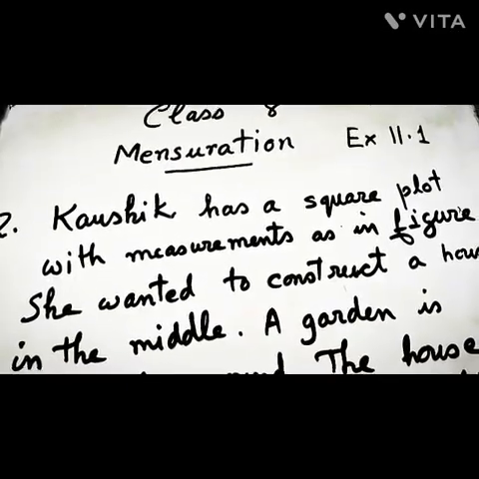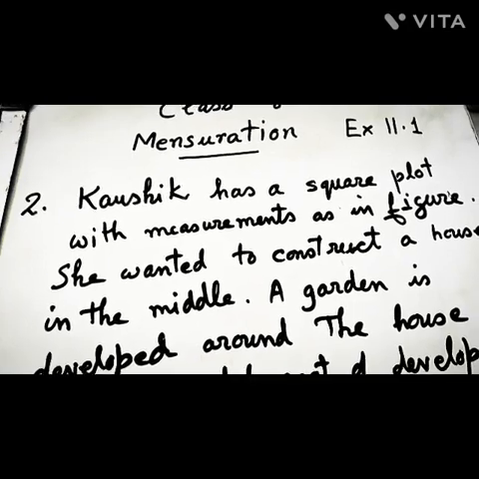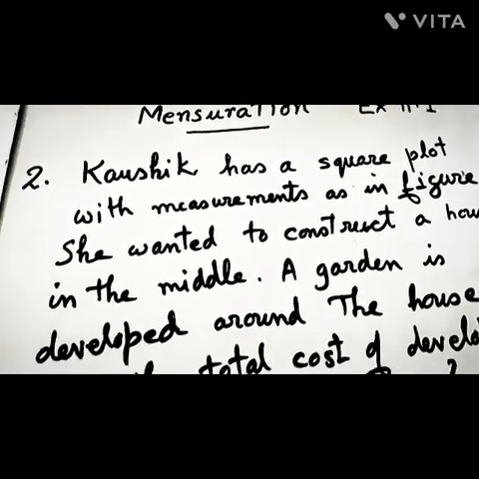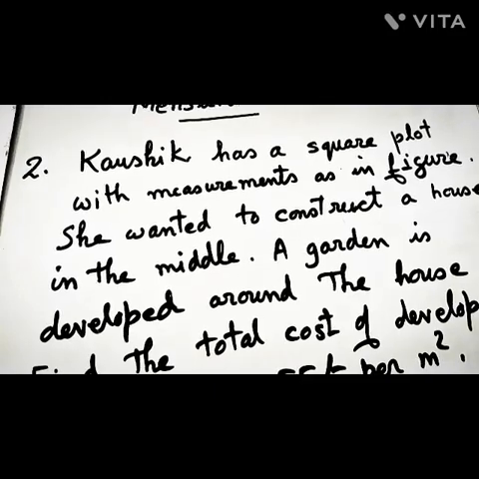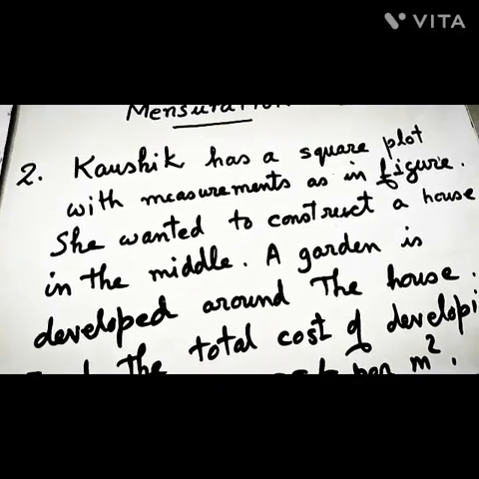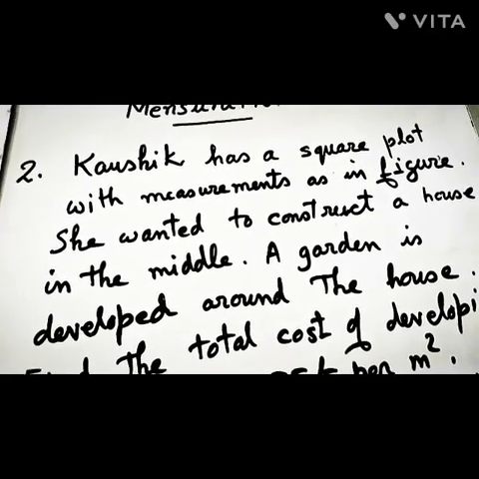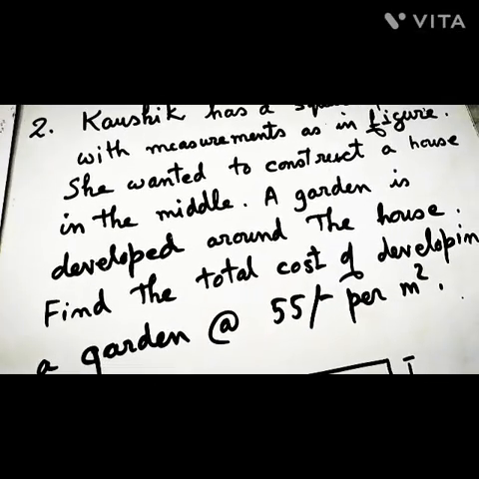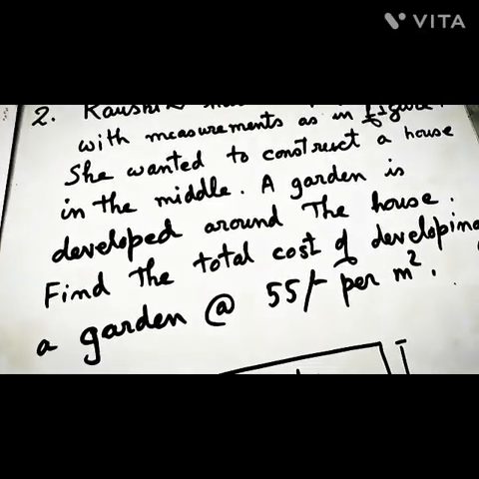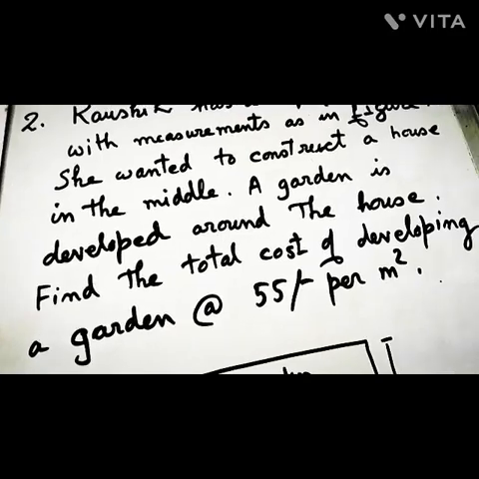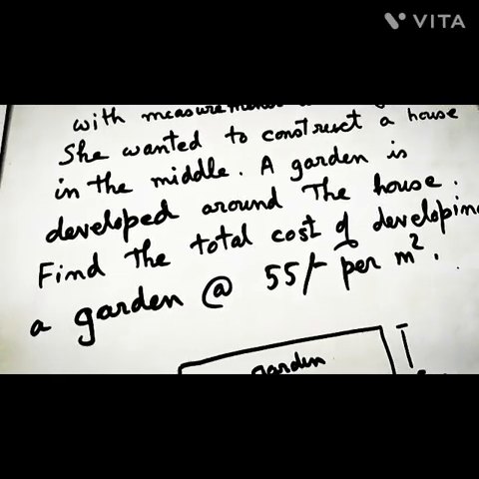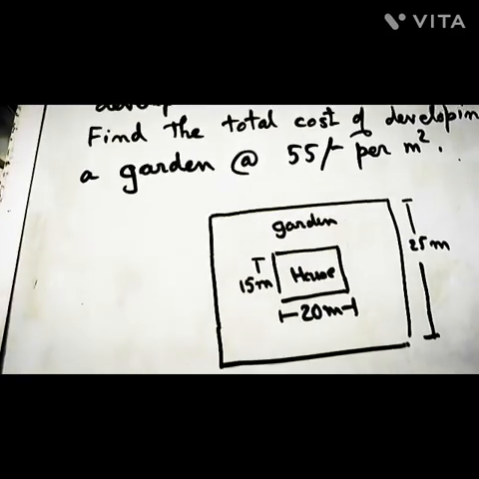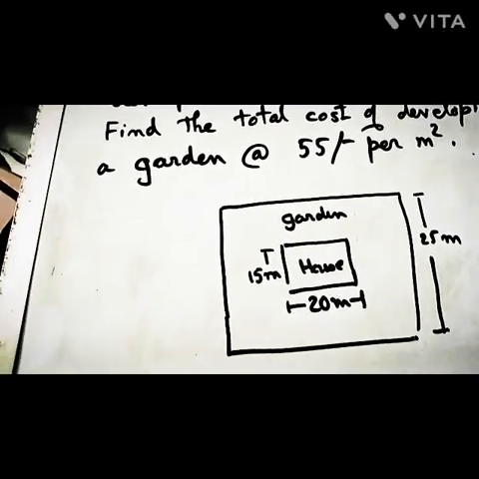So second question what we are having is Kaushik has a square plot with measurements in the figure. She wanted to construct a house in the middle of the plot. A garden is developed around the house. Find the total cost of developing a garden at the rate 55 rupees per meter square. So let us look at the figure. This is the entire plot.